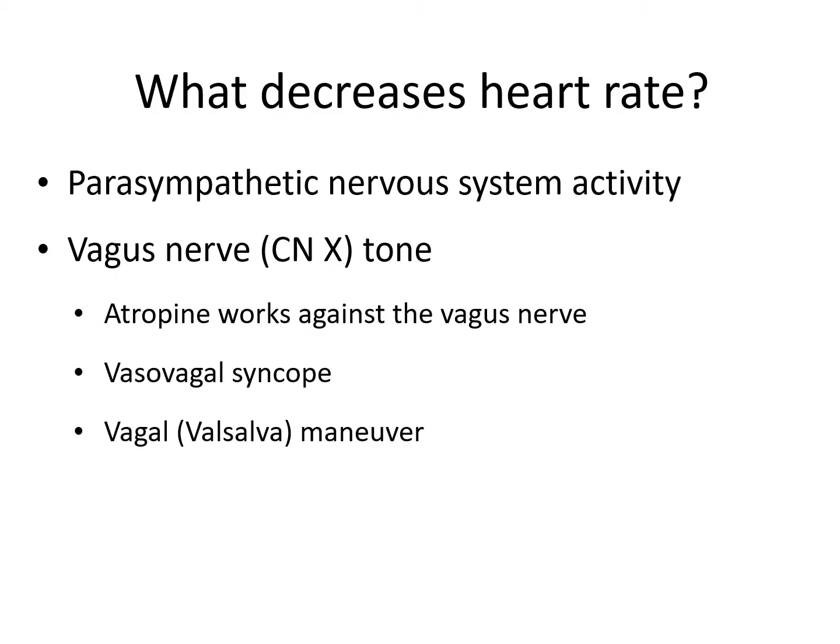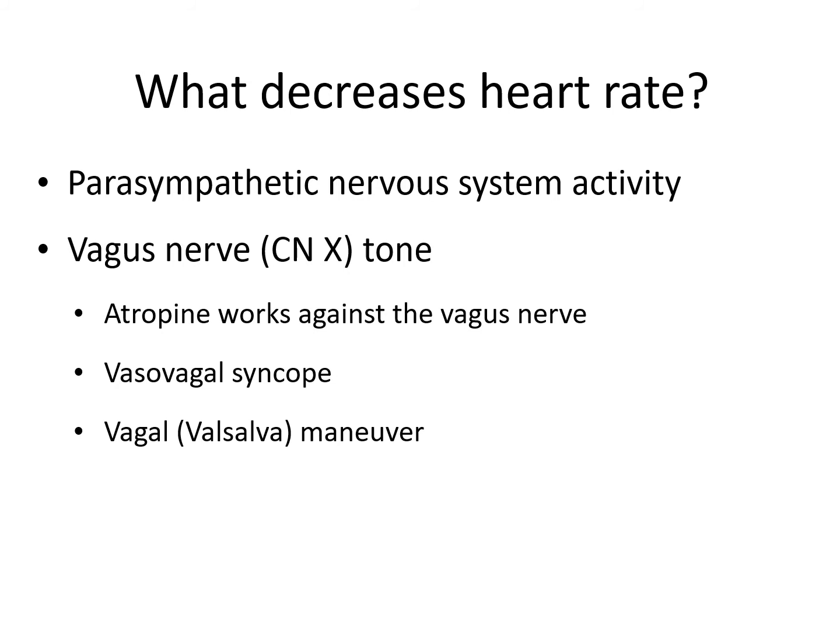By contrast, parasympathetic nervous system activity can decrease heart rate. The parasympathetic nerve that travels to the heart is the vagus nerve. You may recall that's cranial nerve 10. And the vagus nerve slows the rate of that SA node. Okay, so you may recall acetylcholine is the neurotransmitter released by that vagus nerve.